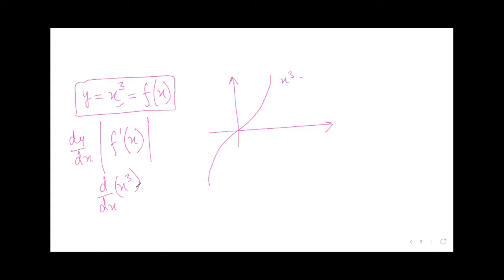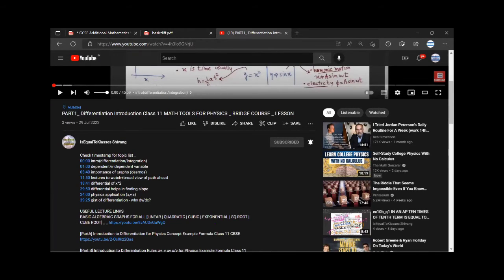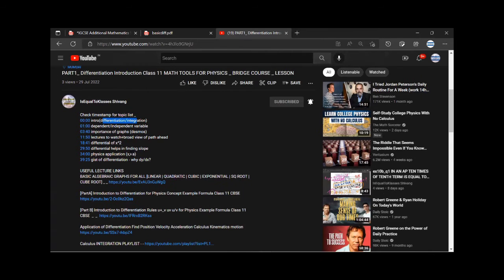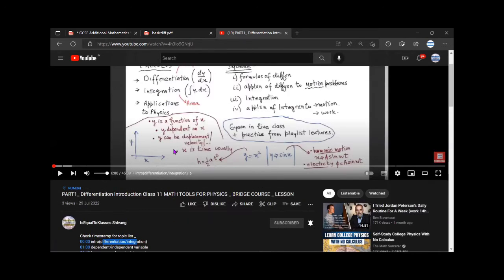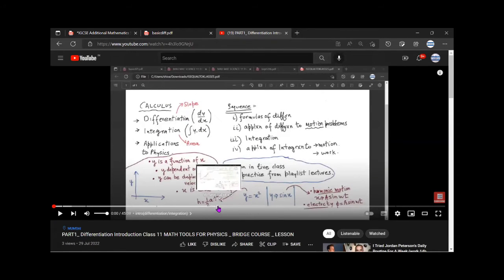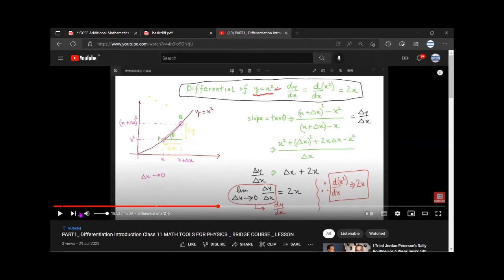And one thing that we discussed last time in detail: differentiation, integration, broad understanding, then dependent and independent variables. Then we discussed the importance of graphs. Again, I am specifying the importance of graphs. Then, using first principles, we took the example of finding the differential of x square. We followed the route that y is equal to x square, and I proved using first principles that the differential of y is equal to x square is 2x.